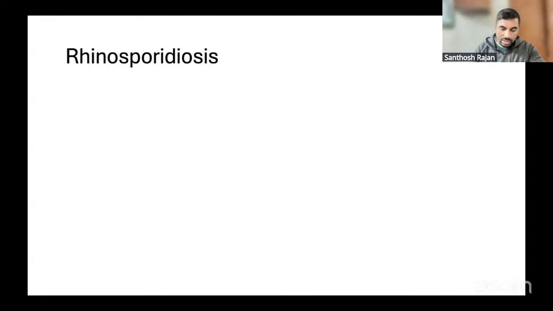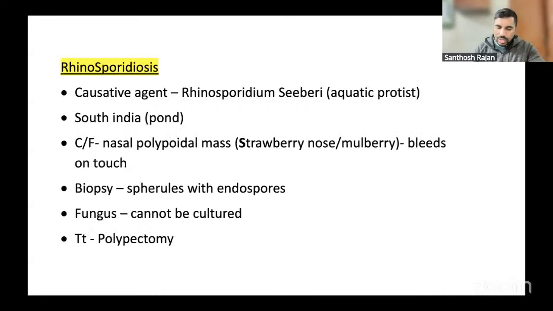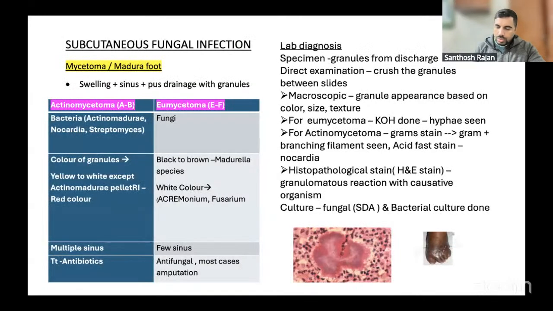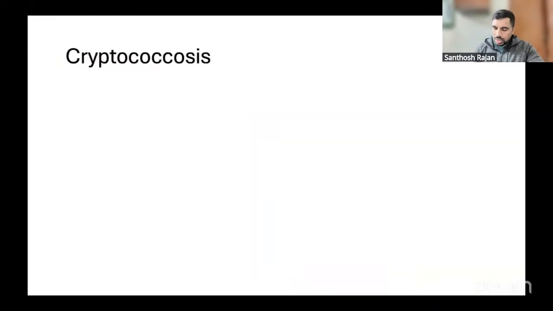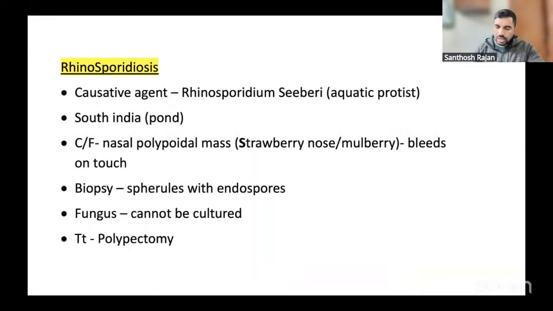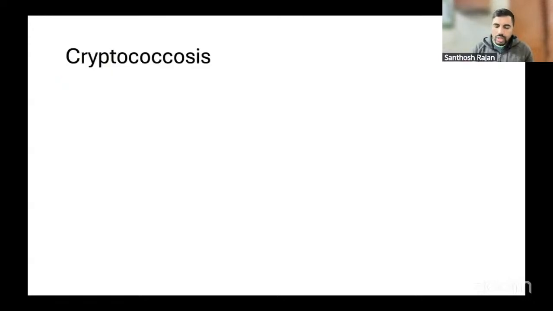Easy to score 5 marks. Mycology is very easy. Never miss any question. All the things are explained here. Okay, strawberry. And even for actinomycetoma and mycetoma, everything is clearly explained: what the differences are, lab diagnosis, granules, all clearly mentioned here. And for rhinosporidiosis, I just told you, you can see it also. It's mentioned here clearly. Very easy: mulberry which bleeds on touch. You can't culture Rhinosporidium. Okay, that's all.